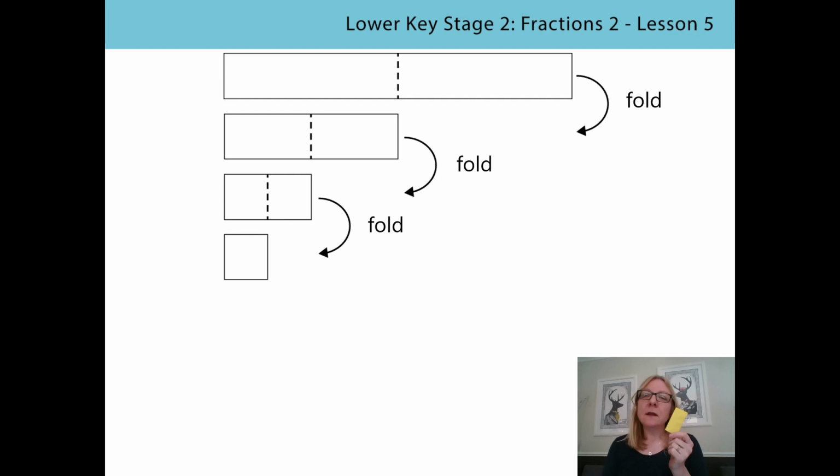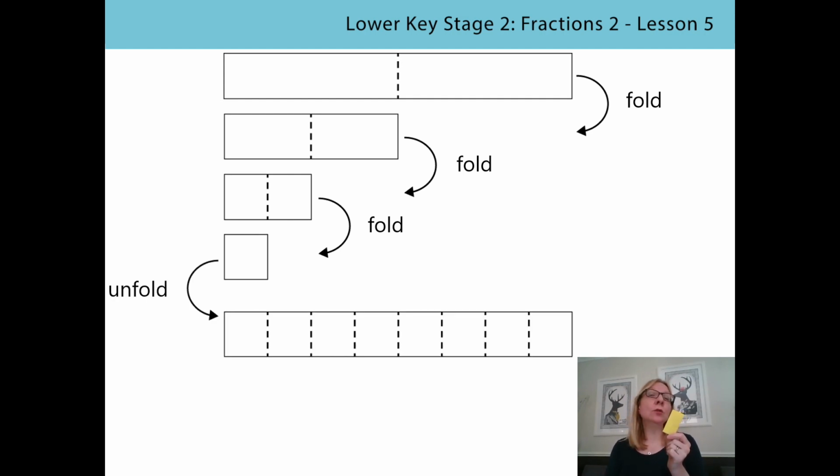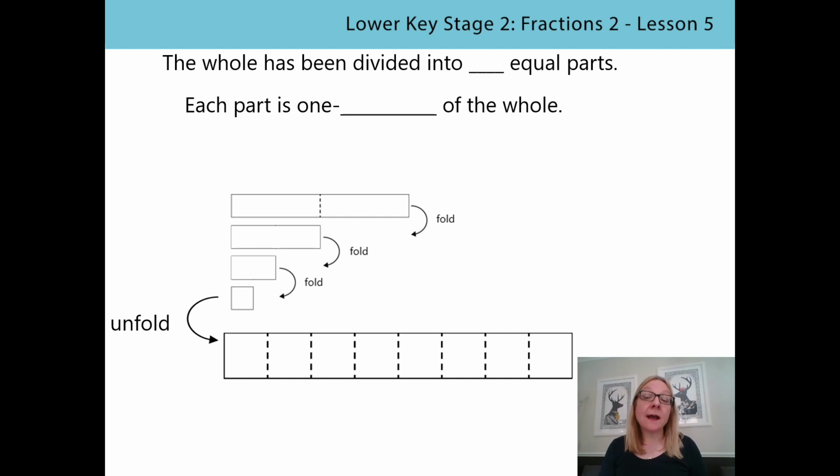I wonder if you can work out how many equal parts there will be when we unfold the paper. There are 8 equal parts. Were you correct? Well done if you worked that out. This time, we're not going to cut off any parts, but we are going to label each part using fraction notation.